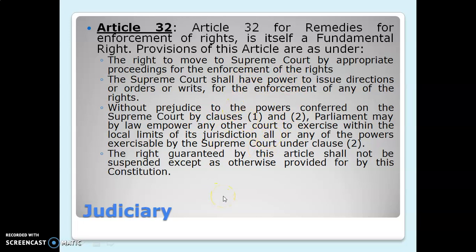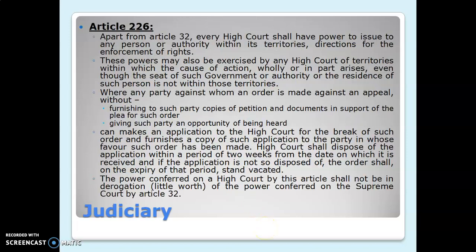Then the last one: the right guaranteed by this article shall not be suspended except as otherwise provided for by this Constitution. In no circumstances other than those provided in the Constitution will this article be suspended. It means this article will be given to each and everyone without any conditions. The only situation in which this article can be suspended is as per the norms, as per the clauses given in the Constitution.